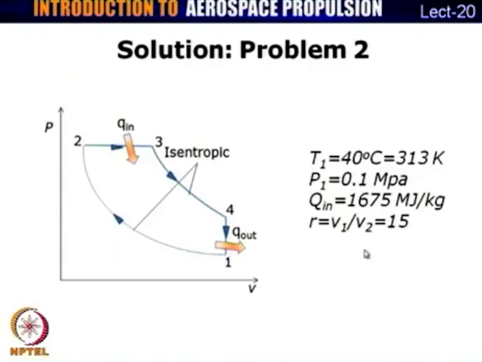volume. So, the data specified in this problem are T1, that is the temperature at state 1, which is 40 degrees Celsius, that is 313 Kelvin. P1 is 0.1 megapascal. Q in, that is heat input, is 1675 megajoules per kilogram, and the compression ratio, that is V1 by V2, is given as 15. So, this is the data that has been specified for this problem, and we are required to calculate a host of parameters: work done, heat input, efficiency, mean effective pressures, and so on.